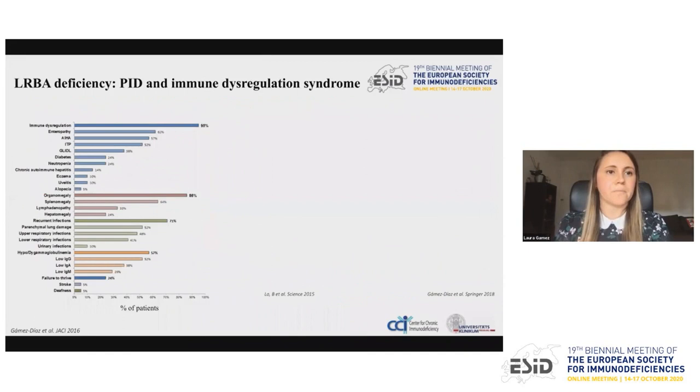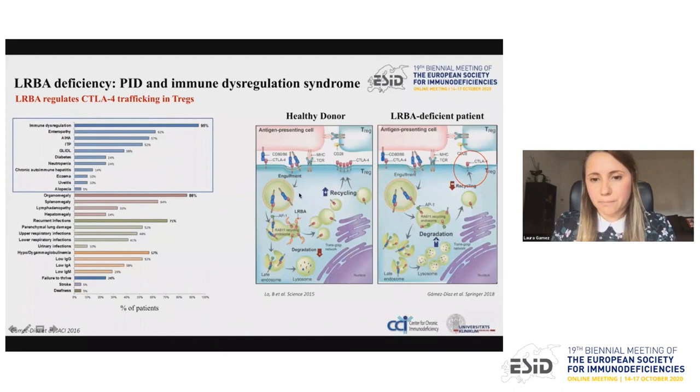Besides being a primary immunodeficiency, LRBA deficiency is also an immune dysregulation syndrome, since most of the patients present with immune dysregulation, where enteropathy and autoimmune hemolytic anemia are the most frequent autoimmune manifestations that we have seen. And this is explained by the fact that LRBA regulates CTLA4 trafficking back to the surface membrane of the regulatory T cells, where CTLA4 outcompetes CD28 to bind the CD80 and CD86 expressed on the APCs, engulfs them in a vesicle and leads them to degradation.